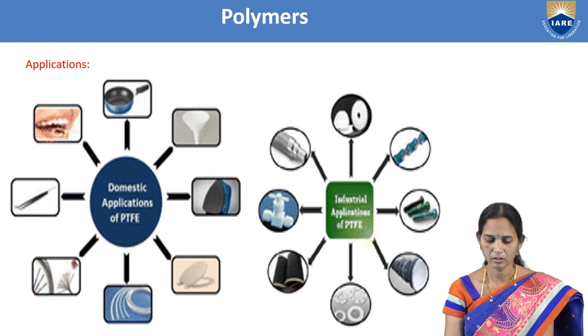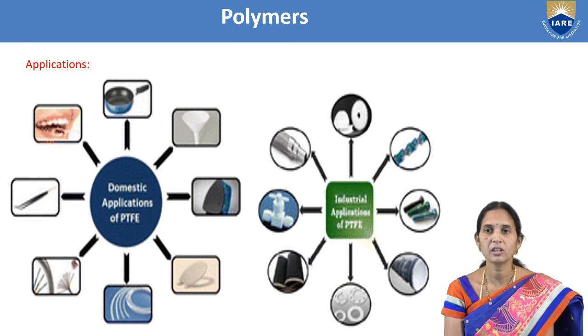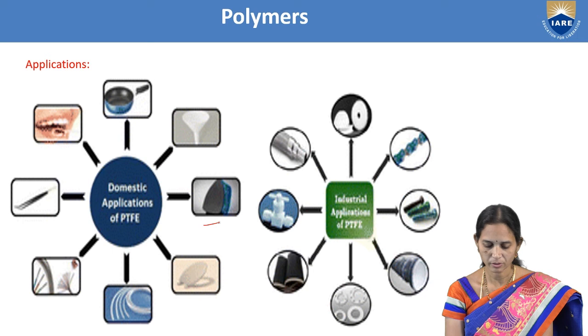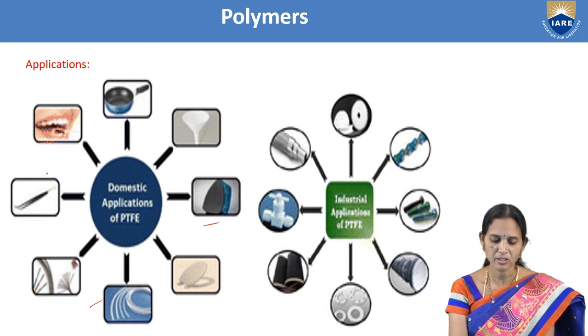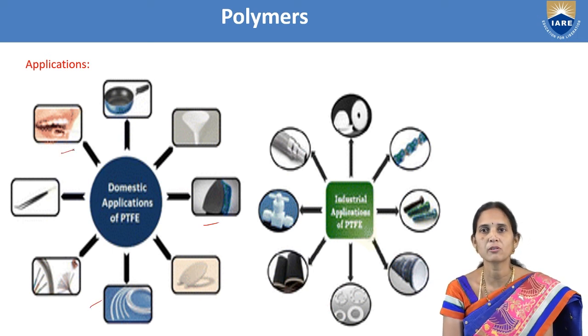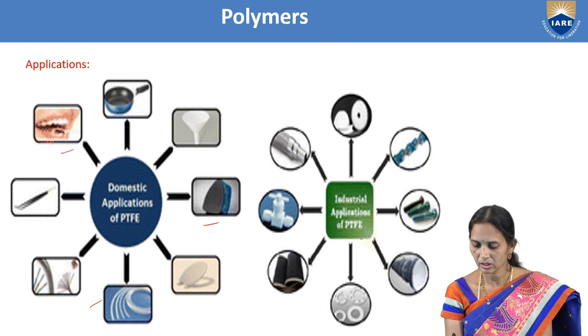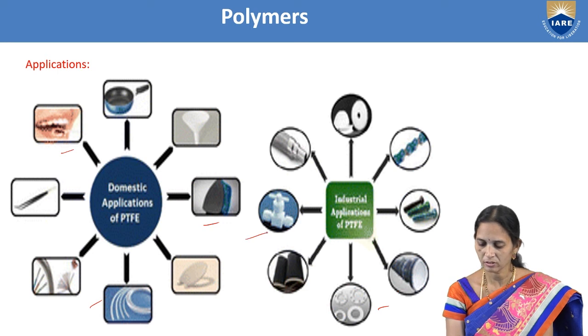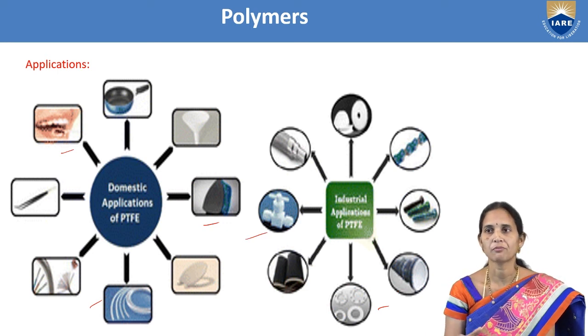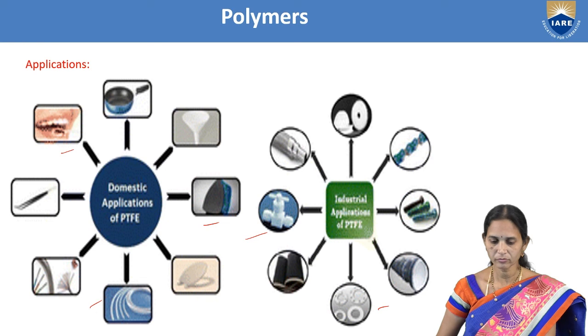Here are applications of polytetrafluoroethylene. Domestic applications, where we use it at home: iron box, cable wires. In the dental field we can also use Teflon. Industrially, we can use it for bearings and taps.